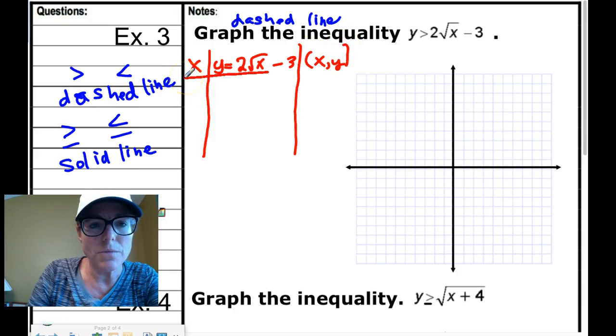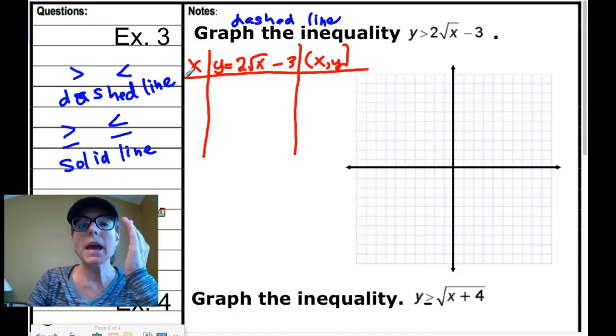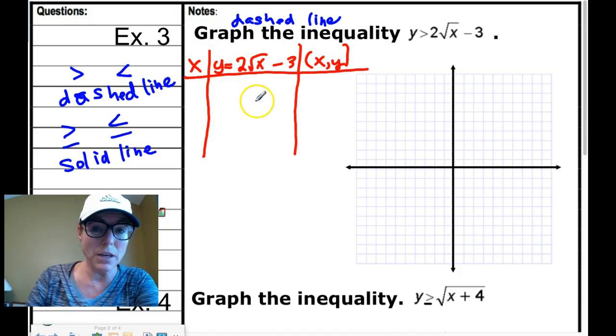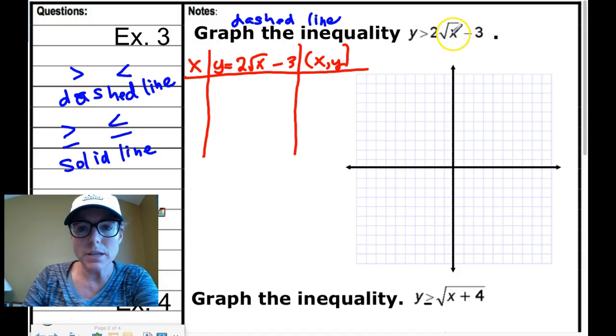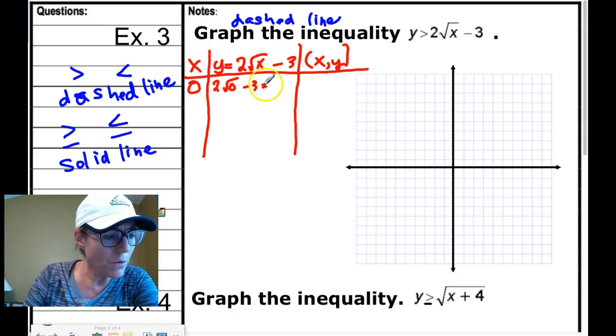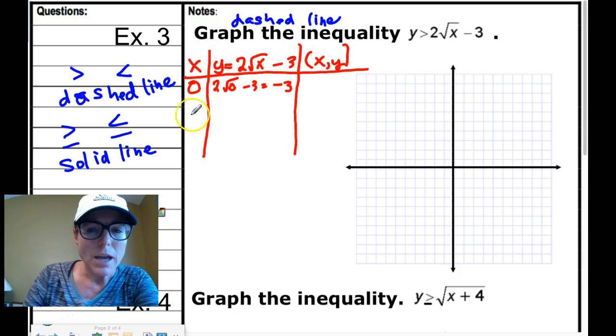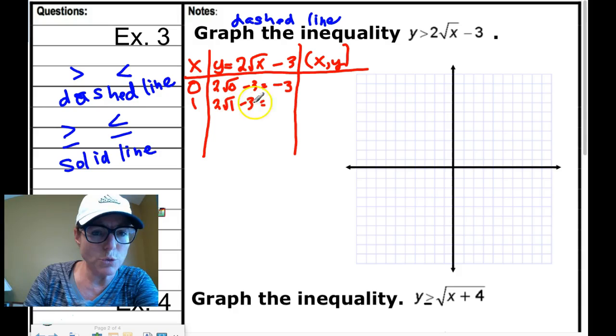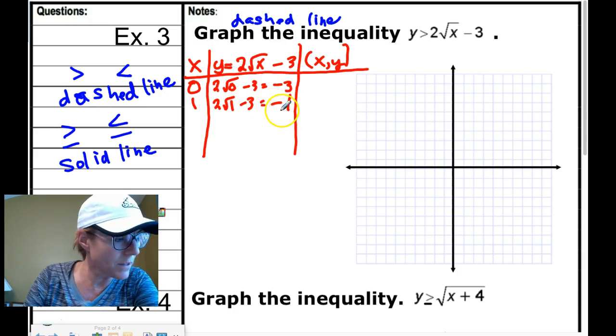All right, here we go. Well, the lowest X can be, just like we did in the last video, is 0, because you can't have a -1, because that's a negative under a radical. So we're going to start with 0. If we plug 0 in there, we get 2 root 0 minus 3. Well, that's going to be a -3. Now I'm going to do 1, because the square root of 1 is just 1. 2 root 1 minus 3. Well, 2 times 1 is 2, minus 3 is a -1.